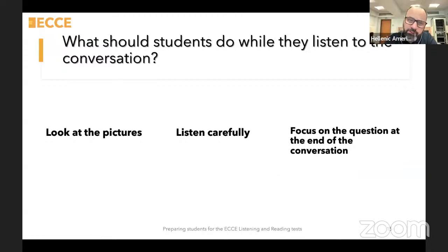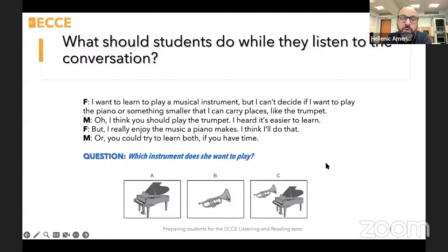So of course, they look at the pictures, they listen carefully, but to answer that question and get all the points, they need to pay attention to the question at the end of the conversation. As you will see in the first example that I'll show you here today, the content of the three different pictures will somehow be included in that recording. They will mention the first picture, the second picture, the third picture, but of course, there's only one correct answer. And the correct answer is the one that answers the question at the end of the conversation.